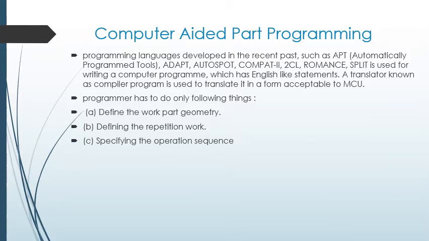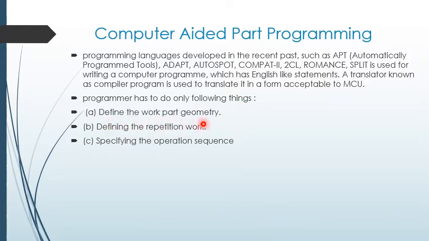We will go directly to computer aided part programming, because nowadays we mostly use computer aided part programming in CNC machines. Programming languages were developed in the recent past, such as APT, Automatically Programmed Tool, which is the latest kind of programming tool we are using. ADAPT, Autospot, Compact II, 2CL, Romance and SPLIT are used for writing a computer program which has English-like statements. A translator known as a compiler program is used to translate it into a form acceptable to the MCU. So the programmer has to do only these things.